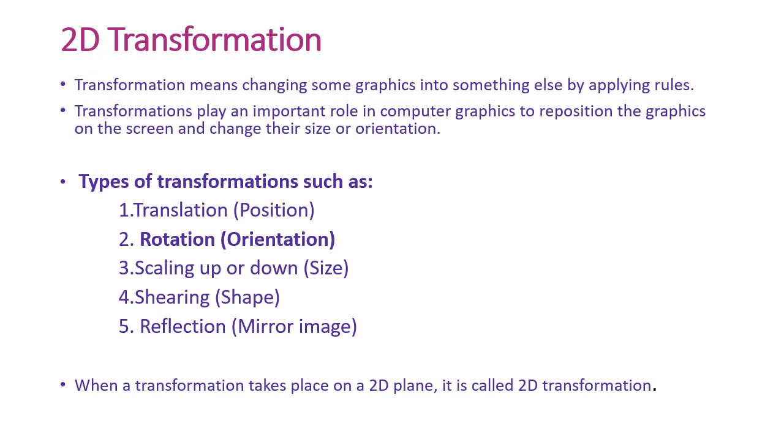Now transformation means changing some graphics into something else by applying rules. Transformation plays an important role in computer graphics to reposition the graphics on the screen and change their size or orientation. We have different types of transformation such as translation, rotation, scaling, shearing, reflection. So in today's video we are going to cover rotation, that is changing the orientation of an object.